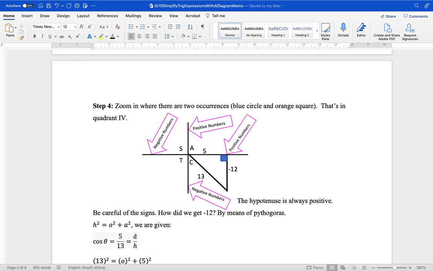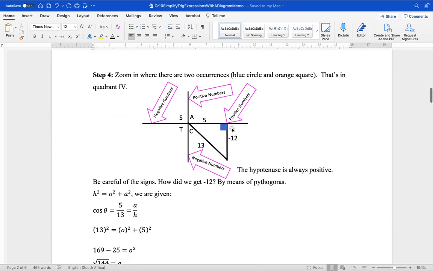Cos is adjacent over hypotenuse. Your r is your x-axis, so there it's +5. Your h is 13. Your hypotenuse, or your r, is always positive. And then your O. We got your O by means of Pythagoras.